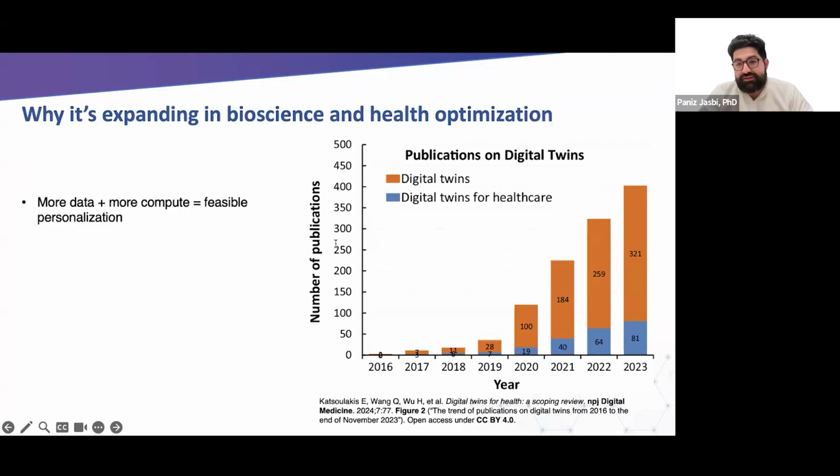Across the field, digital twins are being explored as a way to support personalized medicine, treatment options, prevention strategies, and virtual testing of interventions. Peer-reviewed review papers and scoping work describe both the expansion of interest and the breadth of potential applications, from cellular models to patient-level decision support.